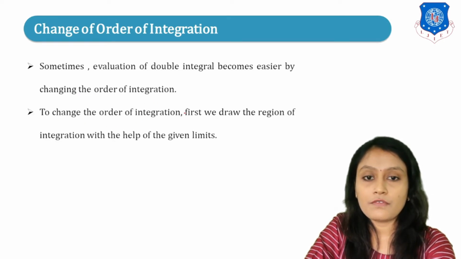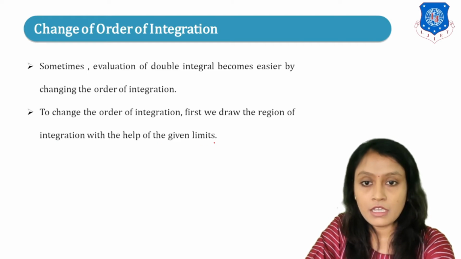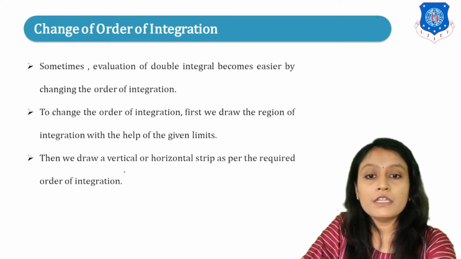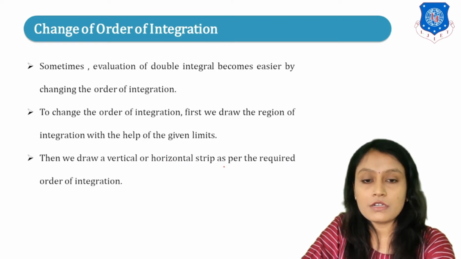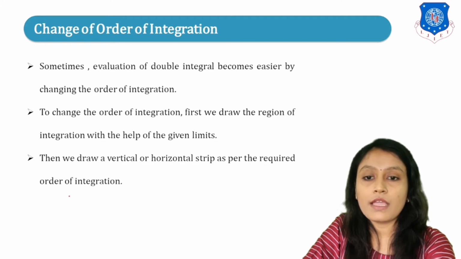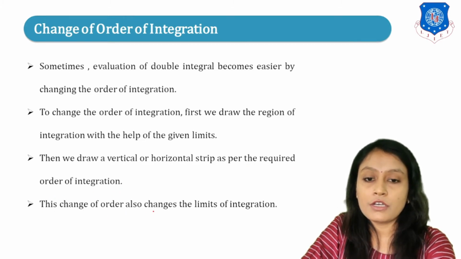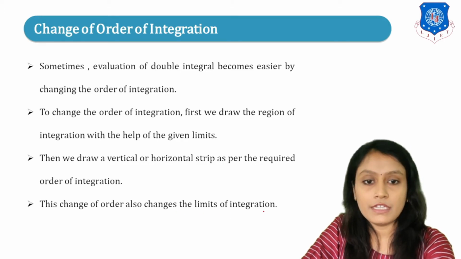To change the order of integration, first we have to draw the region of integration with the help of the given limits. Then we draw a vertical or a horizontal strip as per the required order of integration, and this change of order also changes the limits of integration.